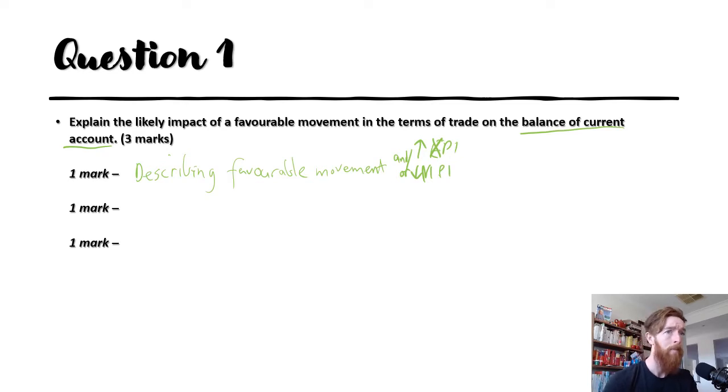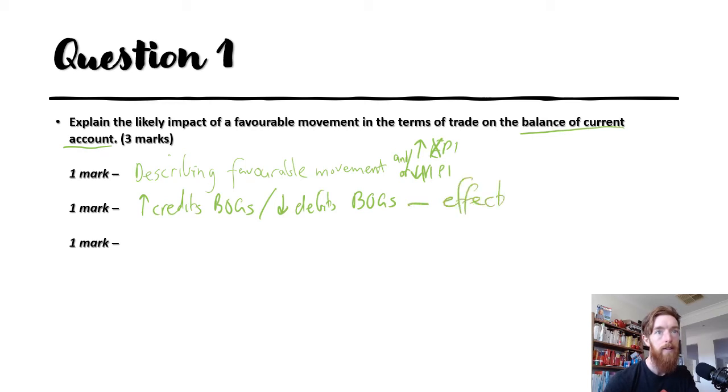And then from that, you've got to talk about how that would lead to either increased credits in the balance of goods and services / decreased debits based on the cheaper imports overall. So this is essentially your effect on sub-accounts in the current account. So that's very important.